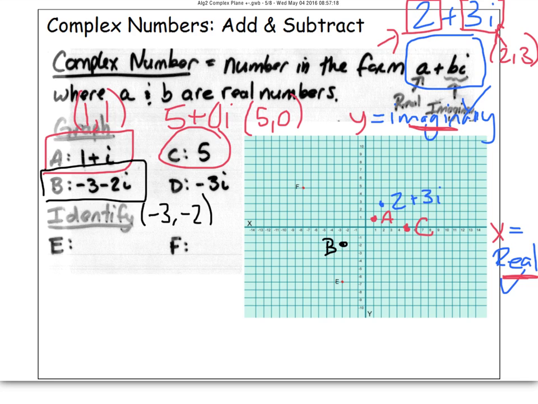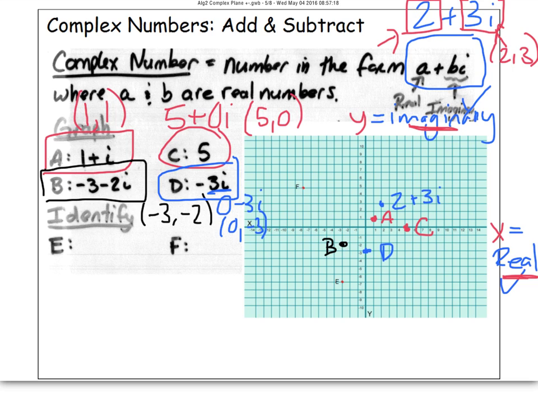The last one is letter D. Let's graph the imaginary number negative 3i. Again, that can actually be written as a complex number. There is no real component, so the real number is 0. The imaginary is negative 3i. Therefore, the ordered pair would be (0, -3). So I'm going to go 0 and then down 3, and I'm going to call that letter D.